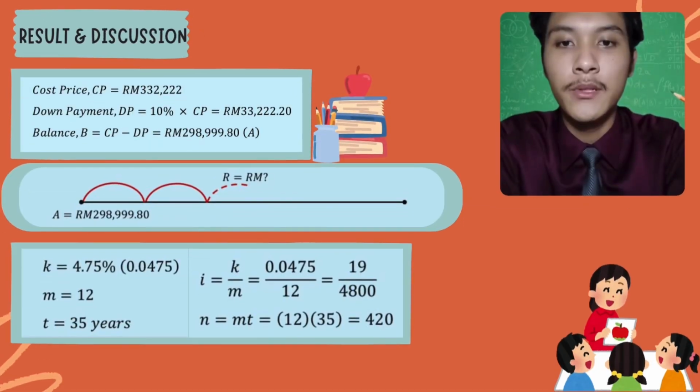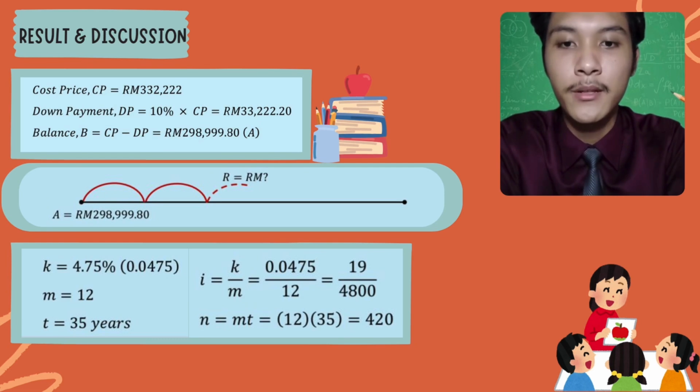Here is the extracted information for result and discussion. First, we have cost price or CP at RM 332,222. Then we have the down payment or DP, which was made at 10%. So 10% times CP, and we get RM 33,222 and 20 cents. Then the balance, B equals CP minus DP, which amounts to RM 298,999 and 80 cents, which is denoted by A.